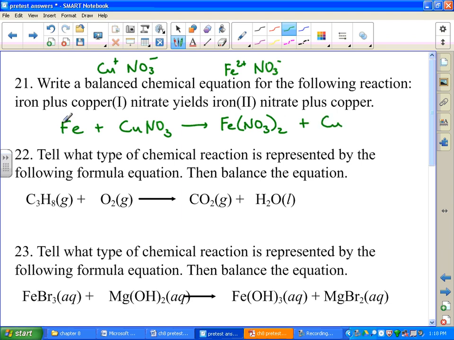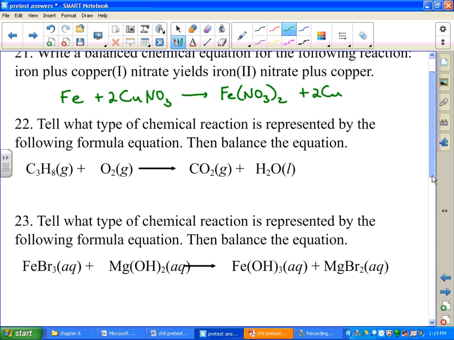Now we need to balance. We have one iron on each side and one copper on each side, but we have two nitrate ions on the product side and only one on the reactant side. We need a coefficient of 2 here, and we need a coefficient of 2 in front of the copper now, and everything's good.